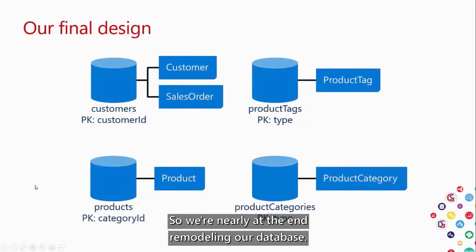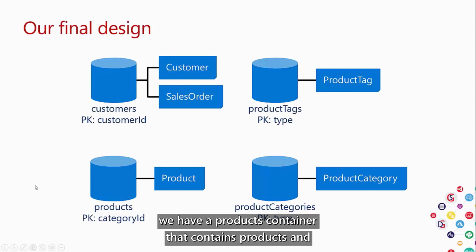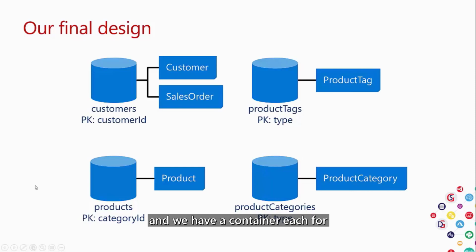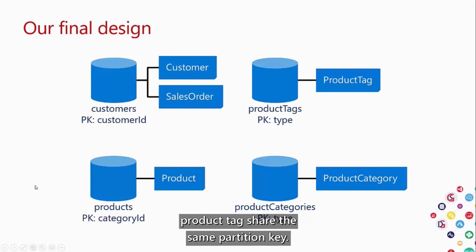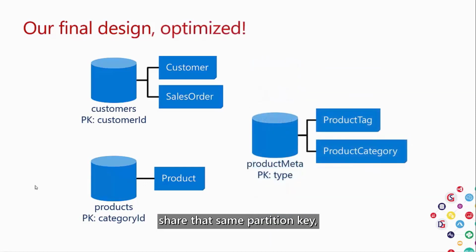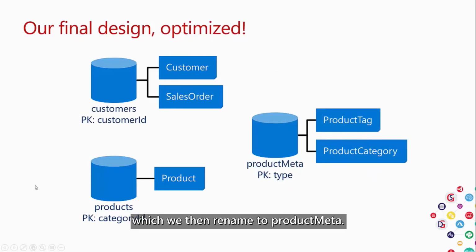Okay, so we're nearly at the end of remodeling our database. So far, we've created the following containers to support our design for our e-commerce application. We have a customers container that contains both customers and sales order entities. We have a products container that contains products and denormalized product category and product tags. And we have a container each for product category and product tags. But there's one more place where we can optimize even further. Notice that both the product category and product tags share the same partition key. And as you may have guessed, because they share that same partition key, we can just group them together in the same container, which we then rename to product meta.